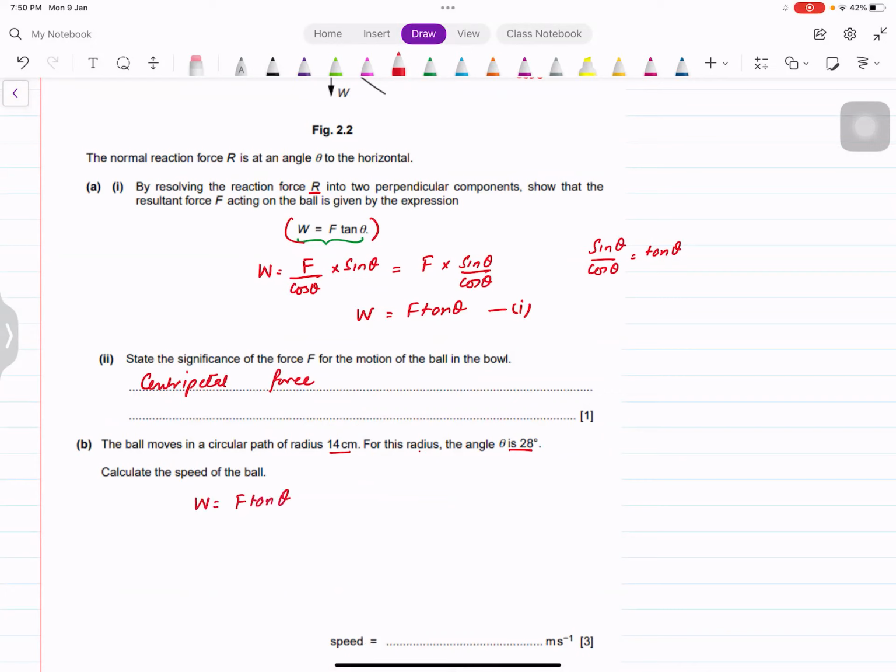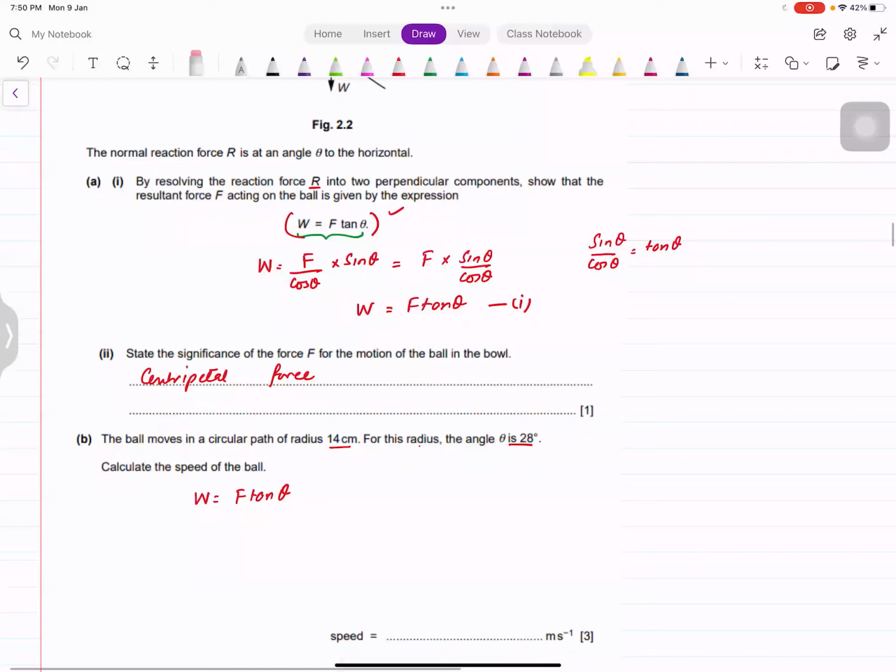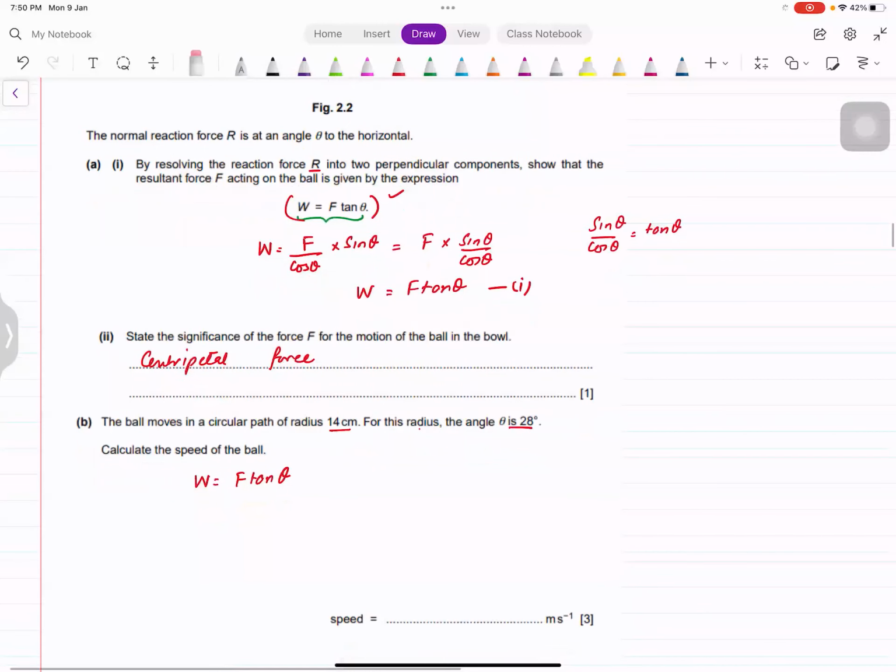Now, even if you couldn't get this question and couldn't solve it, do not worry about it, because now you can use the expression given and do this question and not lose all the marks. Now W is equal to mg, right?